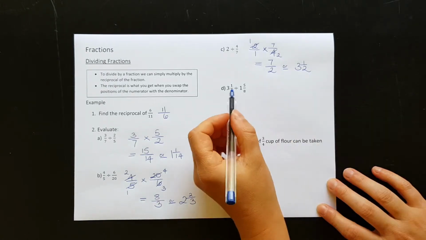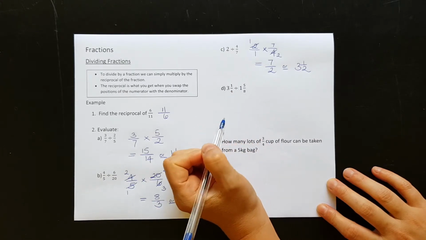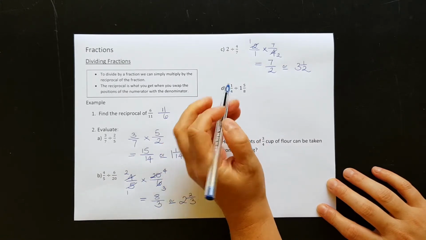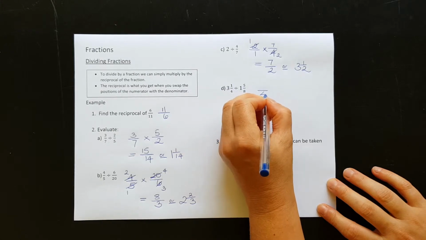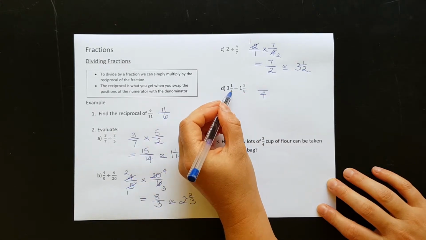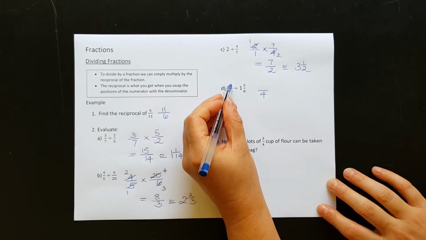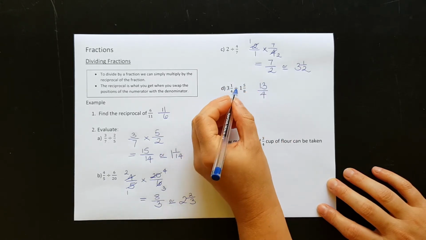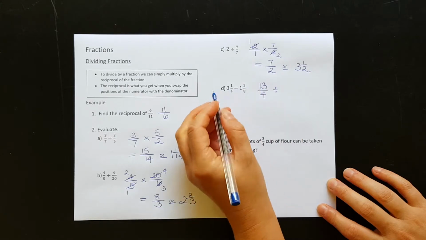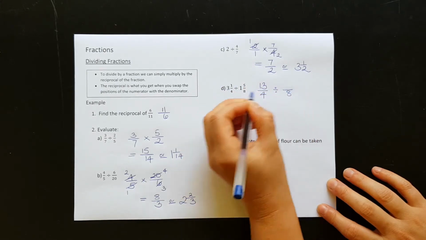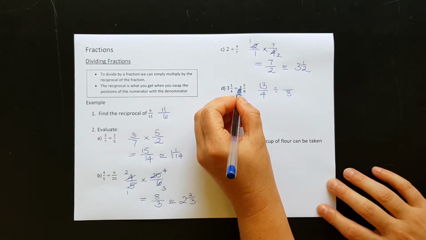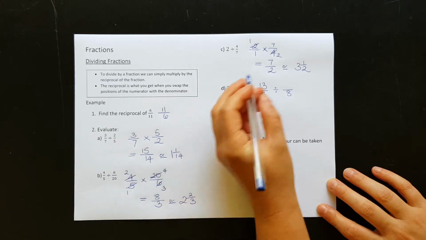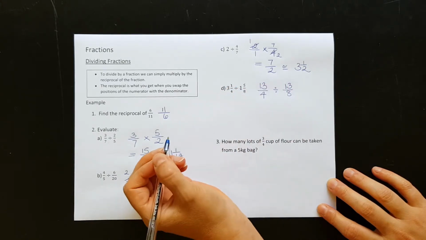D, to divide mixed numerals, we have to change them into improper fractions. So 4 on the denominator will stay on the denominator. 4 times 3 is 12, plus 1 is 13. For the second fraction, we'll leave the divide there for a moment. The 8 stays on the bottom. 8 times 1 is 8, plus 5 is 13.